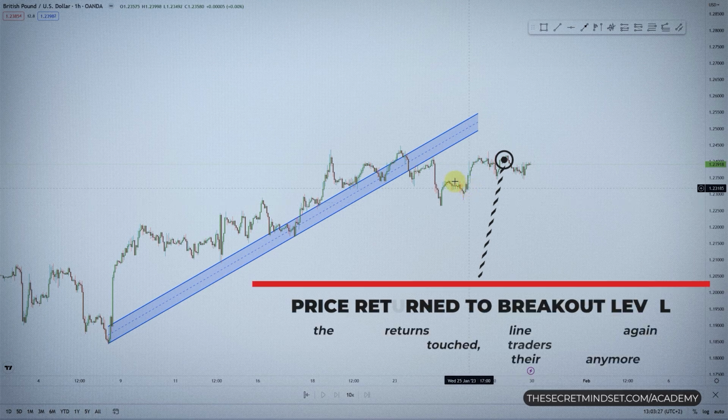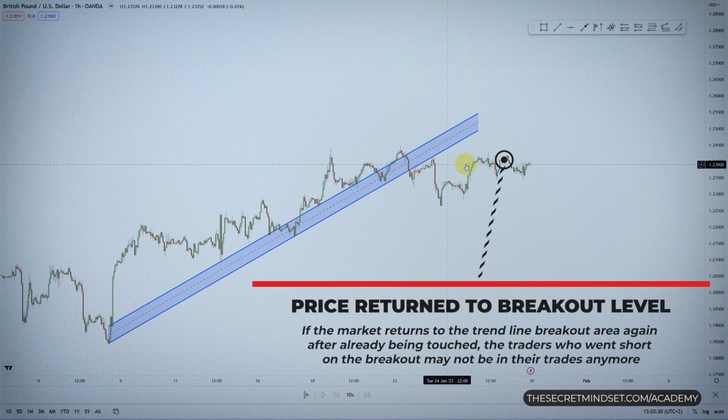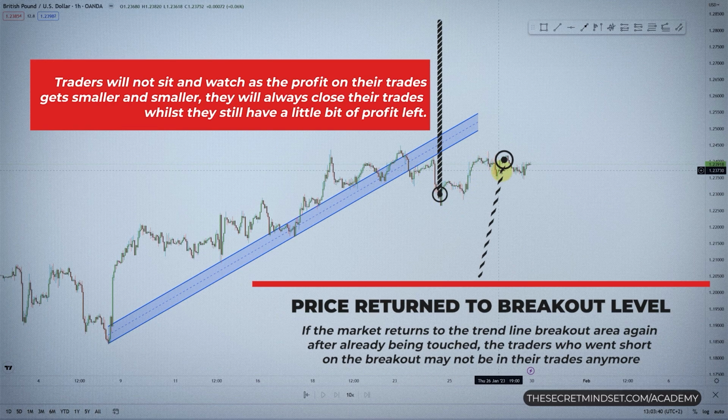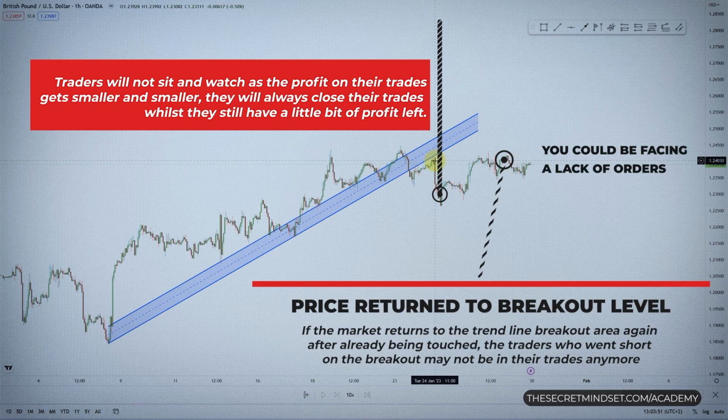If the market returns to the trendline breakout area again after already being touched, the traders who went short on the breakout may not be in their trades anymore. Traders will not sit and watch as their profit on their trades gets smaller and smaller. They will always close their trades while they still have a little bit of profit left. At the second or third retest, you could be facing a lack of orders in the market, so focus on the first retest.